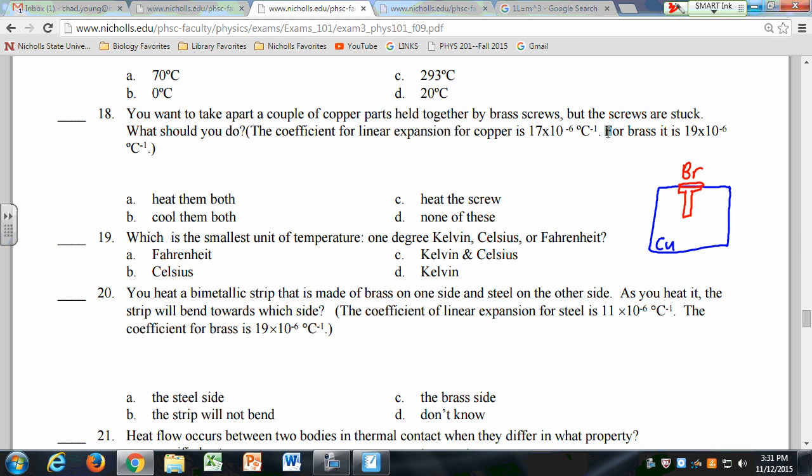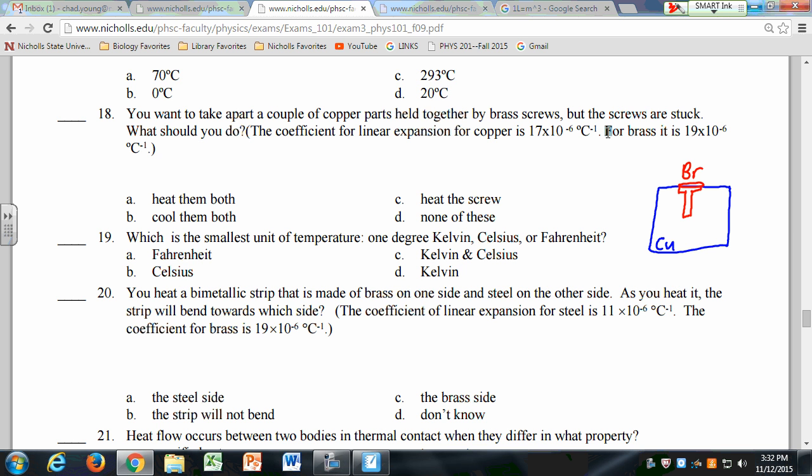Let's see, if I heated them both, which one would get bigger? The brass would get bigger, right? So that wouldn't work, right? If I heated them both. If I cooled them both, the brass would get smaller by a greater amount. Yeah, so because this has a bigger coefficient, it's going to get either smaller or bigger more when you change the temperature. Right, so it looks like B is the right answer. If I heated the screw, that would just make it worse, right? It would get bigger, and D is not right. So B is the right answer.